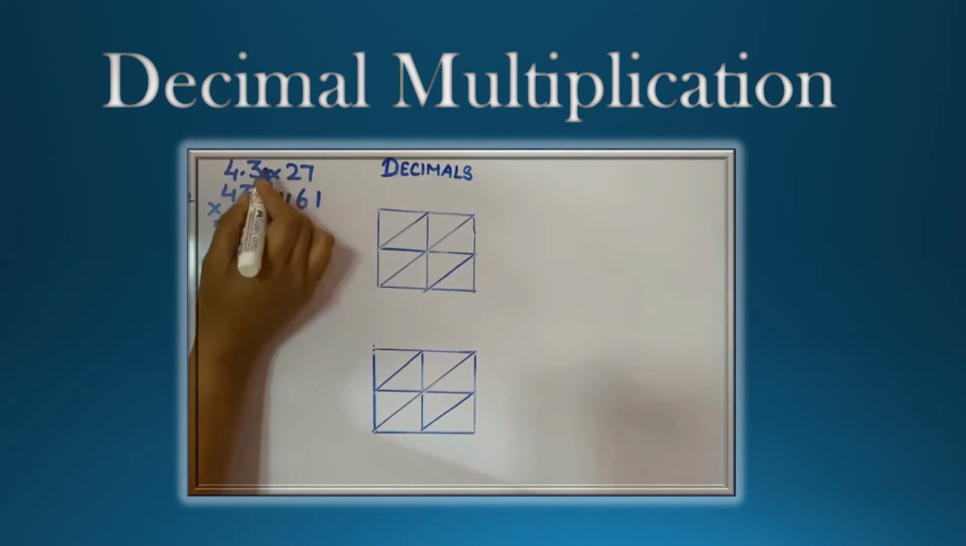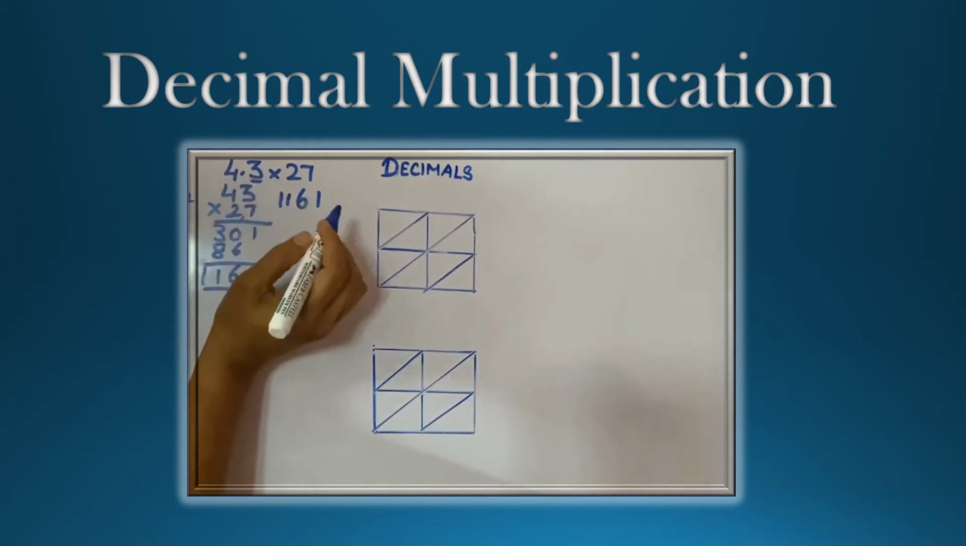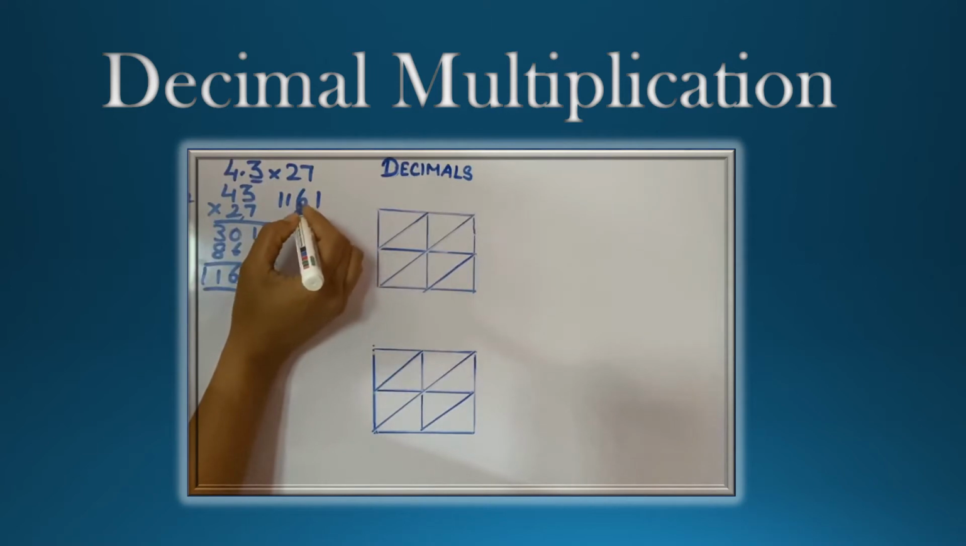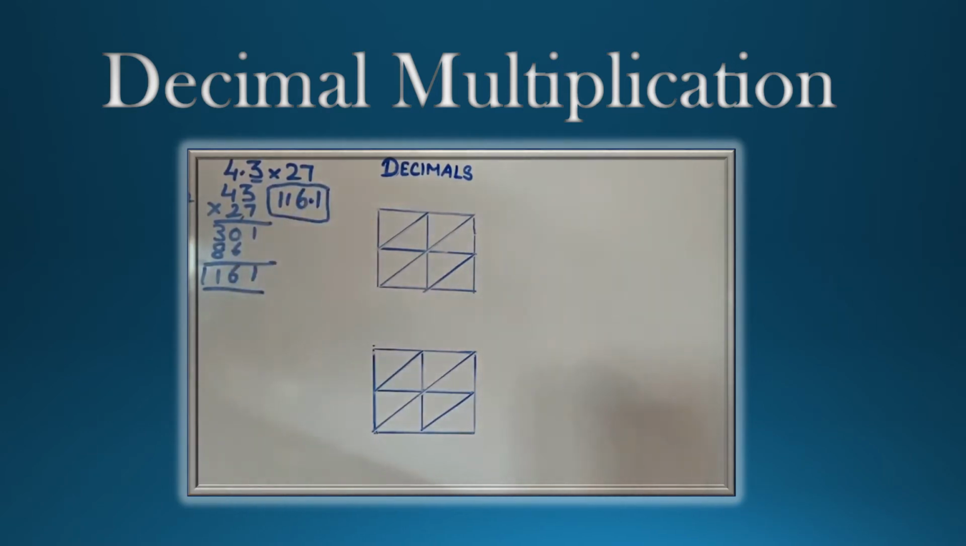In this factor, there is 1 decimal place. So the product should also have 1 decimal place. So we put a point here. This is the normal way. Let's see another way.